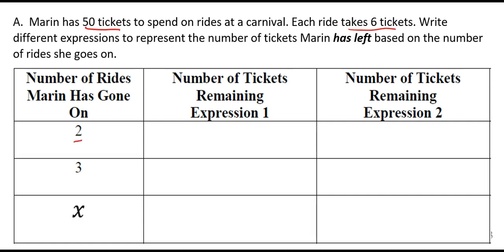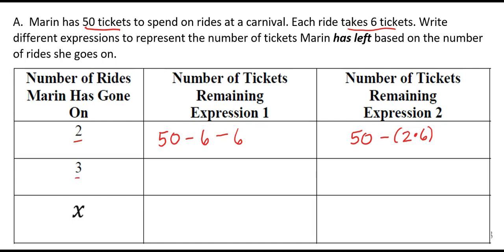So the first example is, what would she have left if she went on 2 rides? Well, we know that she started with 50 tickets. When she went on 1 ride, she would have to take away 6 tickets. And then when she went on the second ride, she'd have to take away another 6 tickets. So that's one expression that would lead us to how many tickets she has left. Another way we can say that is, she started with 50 tickets, and now she's taking away 2 groups of 6. 2 rides at 6 tickets each. So these two expressions would give us the answer for how many tickets she has left after she rides on 2 rides.